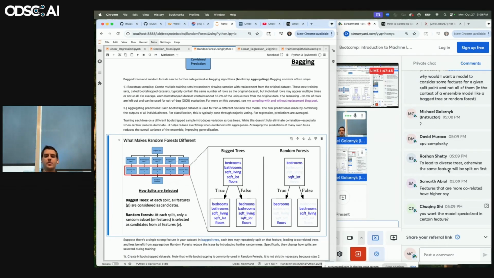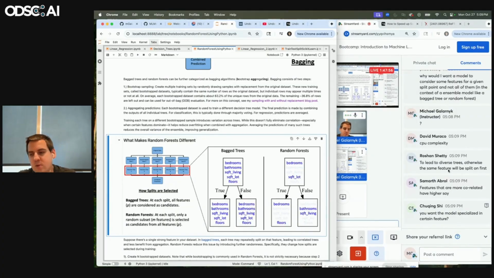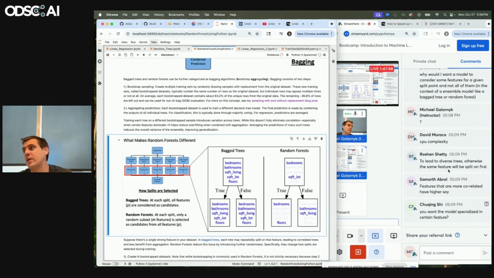So I think the best way to explain this is that sometimes you have a really, really strong feature, and the model for every split point will just keep on making questions about square feet or making questions about whether it is a waterfront property or not.